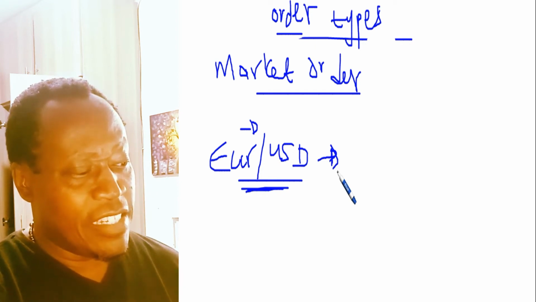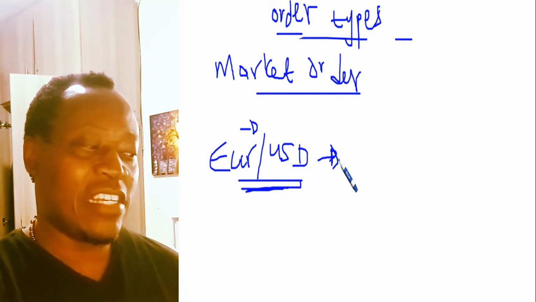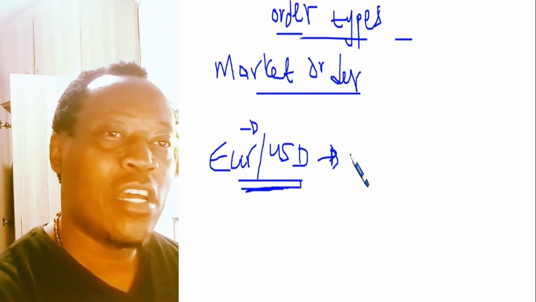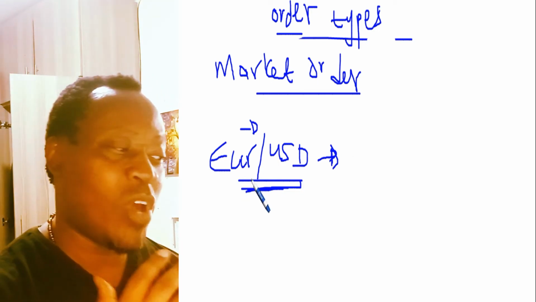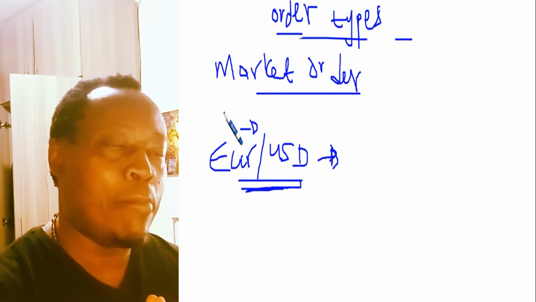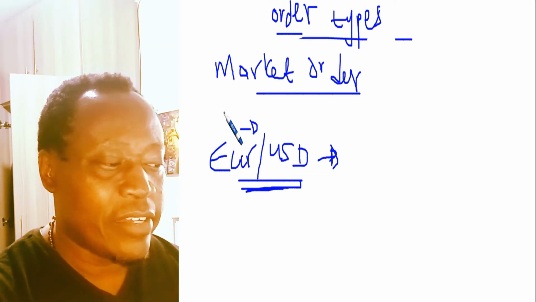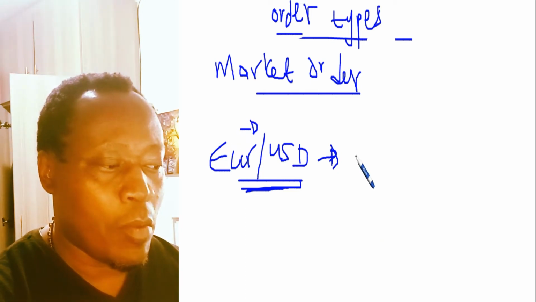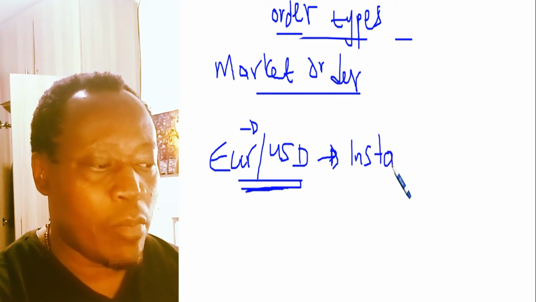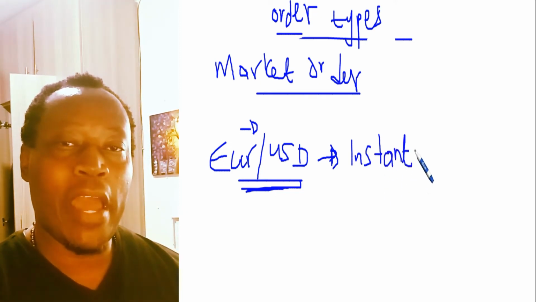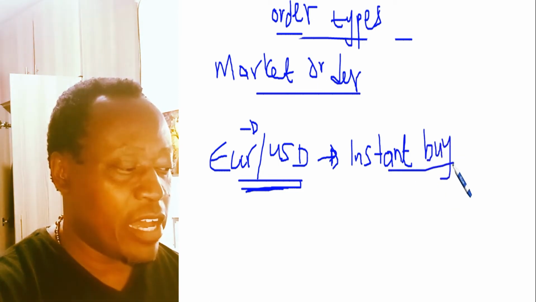Now, in such a case, you're going to place a market order if you decide that Euro USD is running very fast and you don't want it to leave you. You don't want the trade to leave you. You want to catch that trade. So you place a market order, meaning you do an instant buy. Why? Because in this case we said Euro USD was going up, so we do an instant buy. We just press the button.